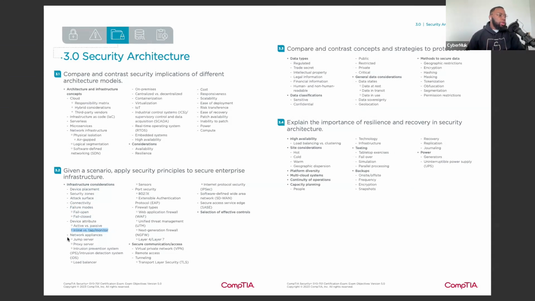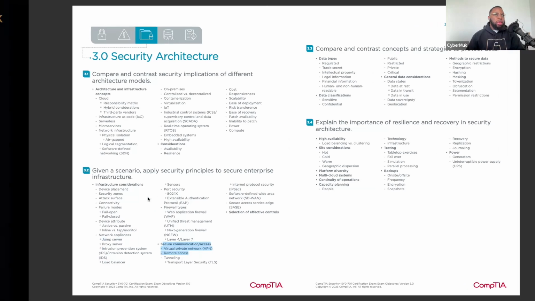Then we will talk about some network appliances like IPS, IDS, load balancers, firewalls, and the different types. And finally, we will talk about secure communication and access. So tools like VPNs, IPsec, TLS, and more.